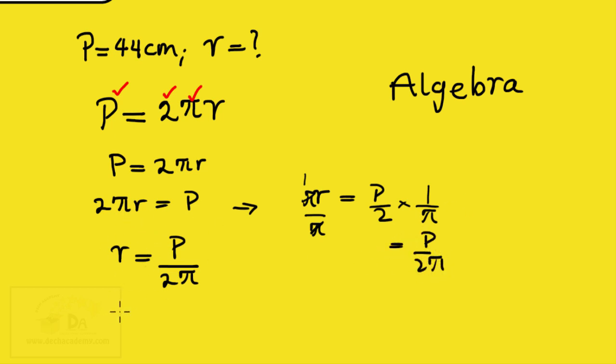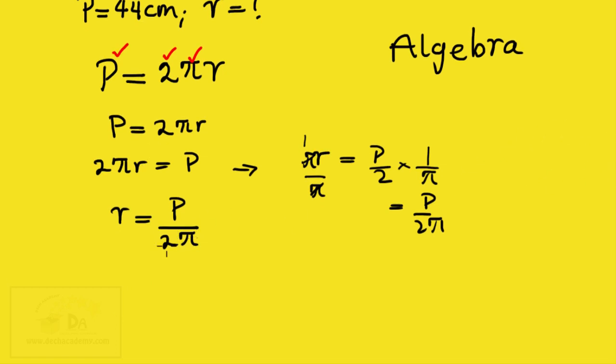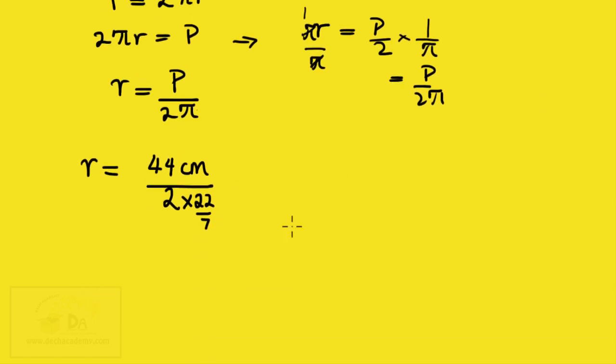So I now know that the radius of this circle is equal to the perimeter, p, divided by 2 times pi. What's the perimeter? It's 44 centimeters. We have 2 times pi. What's pi? 22/7. So what I have as my numerator is 44 centimeters. As my denominator, I have 44/7. So my denominator is 44/7. My numerator is 44 centimeters.